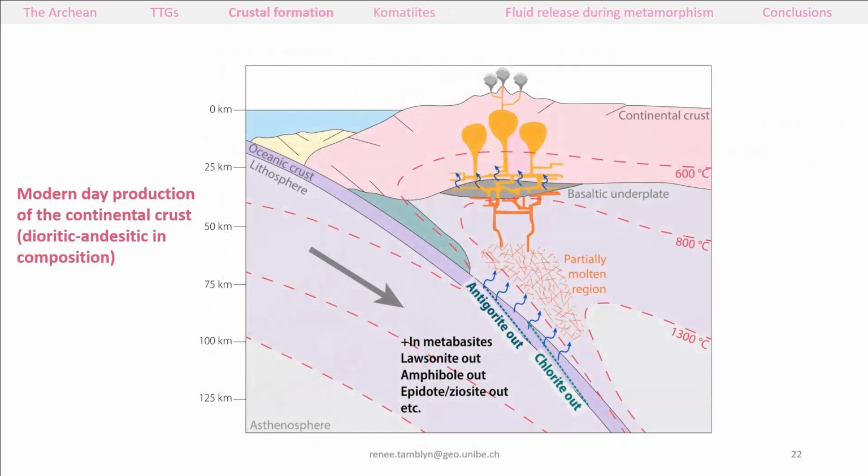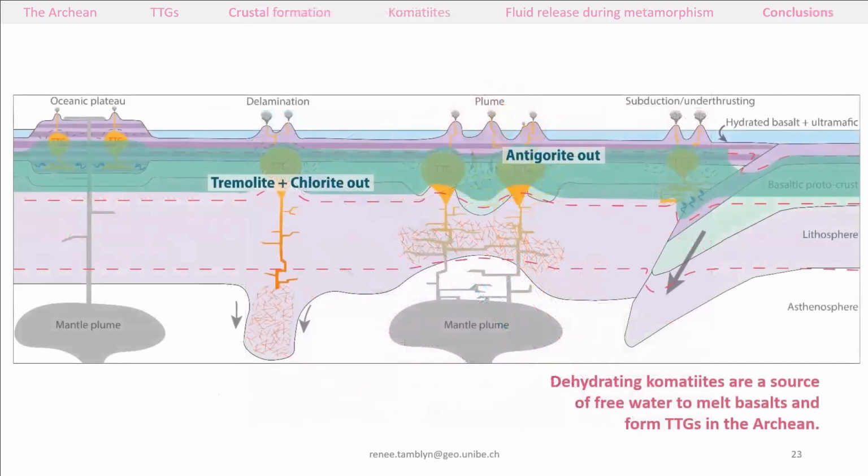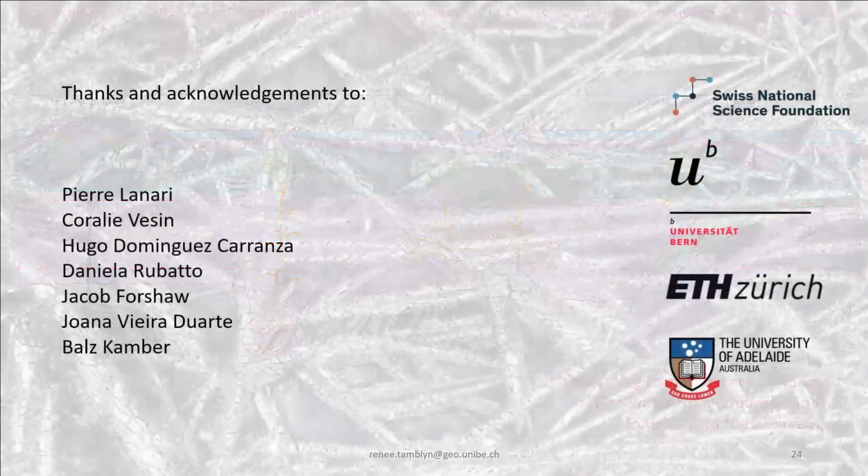Thinking back to the current day, in the current Earth situation, the dehydration of serpentinites is one of the key ways we can put water into the mantle wedge and create our continental crust. Perhaps in the Archean it was also the same, serpentinized komatiites. However, mostly in this time tremolite and chlorite out, rather than antigorite out, may have been the source of free water to melt wet basalts and form TTGs in the Archean. So thank you.